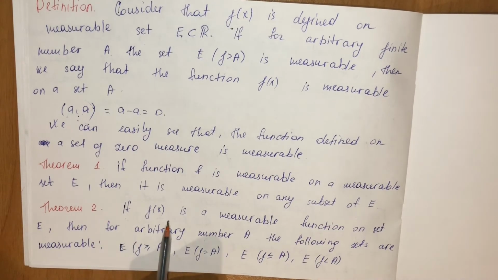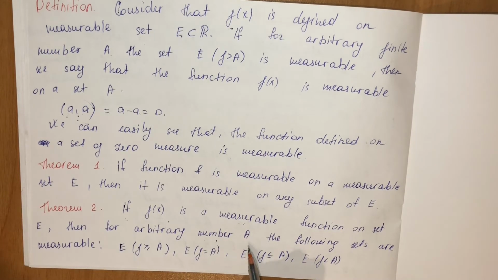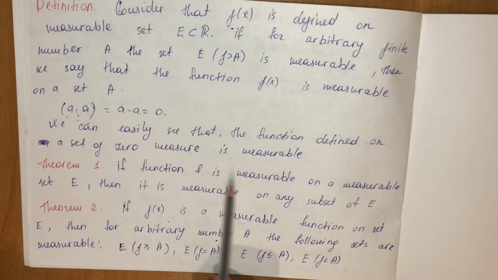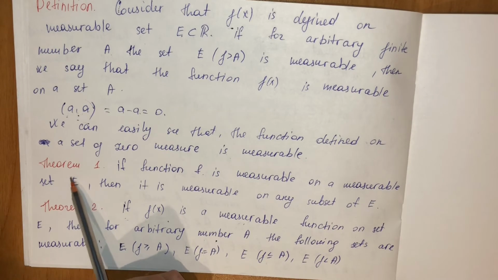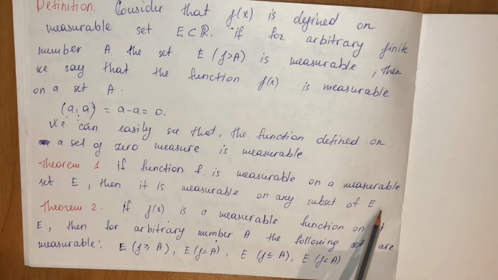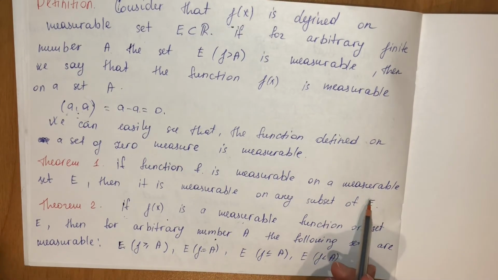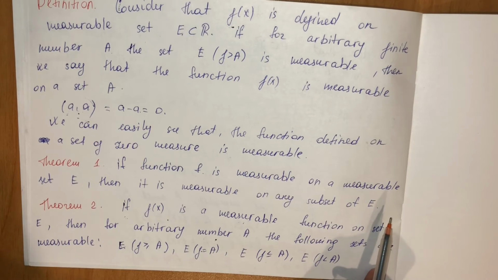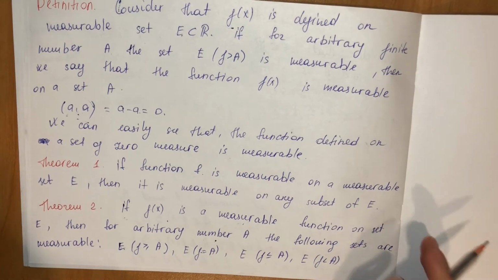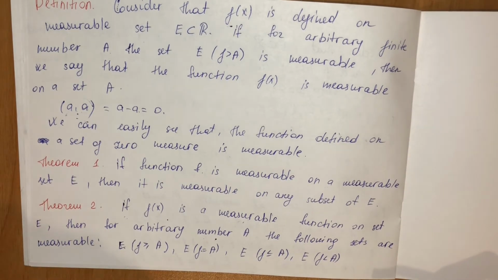Theorem 2. If f(x) is a measurable function on set E, then for arbitrary number a, the following sets are measurable: E where f is greater than or equal to a, where f is equal to a, where f is less than or equal to a, and where f is less than a. Also, if a function f is measurable on a measurable set E, then it's measurable on any subset of E. And it's obvious that any subset of a measurable set is also measurable.